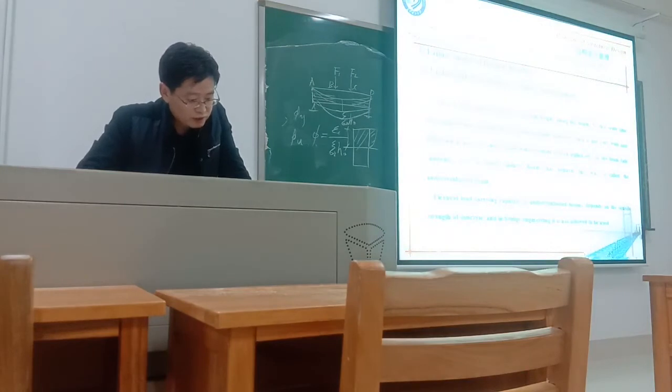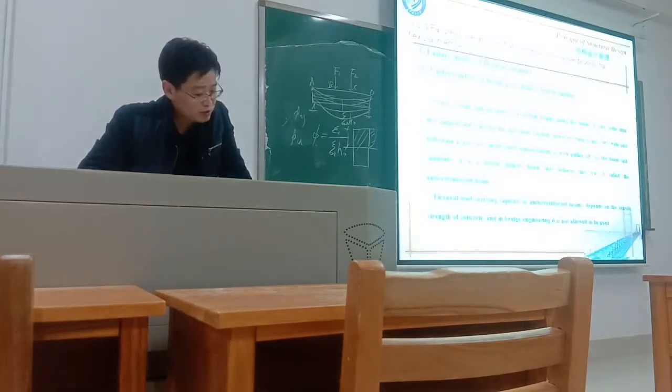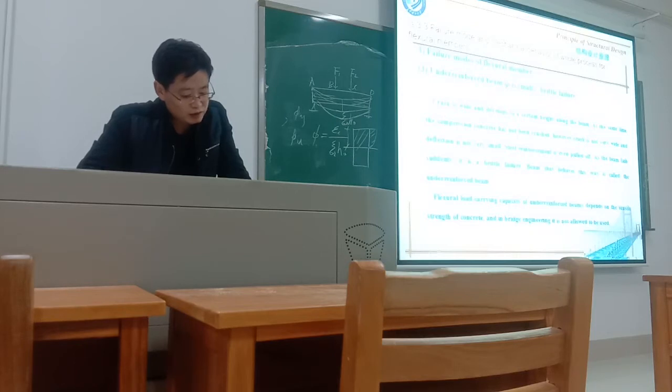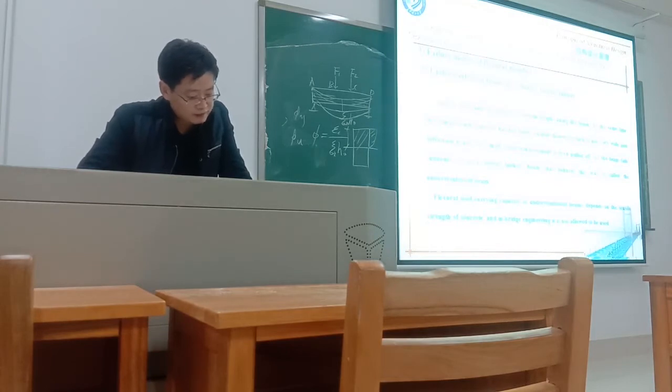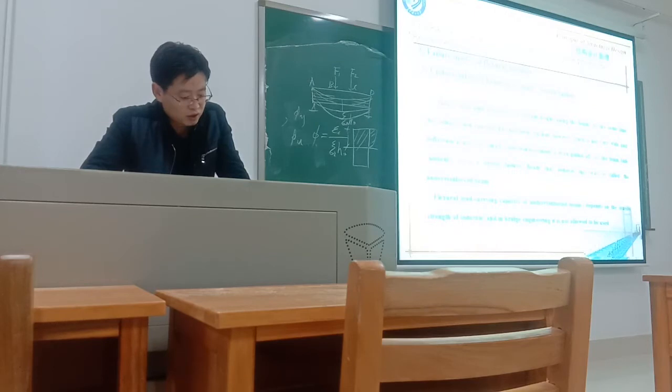So the crack is wide and develops to a certain height along the beam. At the same time, the compressed concrete has not been crushed. However, the crack is very wide and the deformation is very small. Deflection is very small. The steel reinforcement is even pulled off. As the beam fails suddenly, it's a brittle failure. A beam that behaves this way is called an under reinforcement beam.